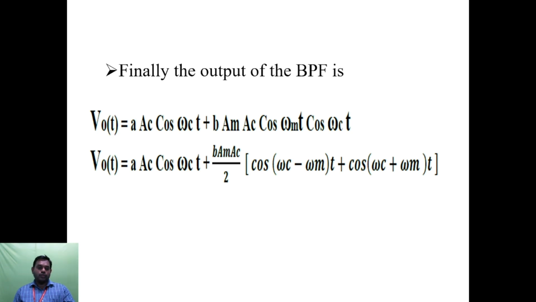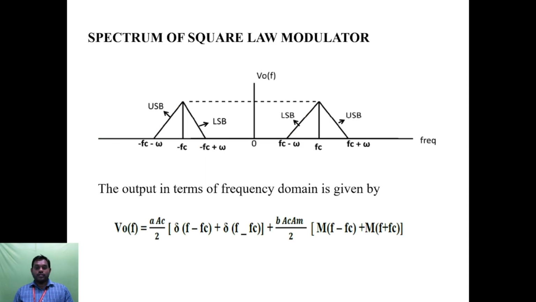Vo of t is the total output of the square law modulator, which is equal to A Ac cos omega c t plus B Am Ac by 2 into [cos (omega c minus omega m) t plus cos (omega c plus omega m) t]. So this is the spectrum of the square law modulator.